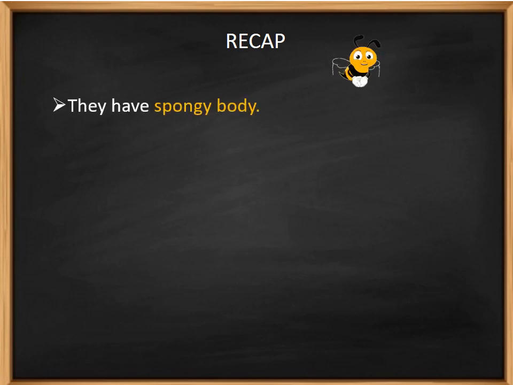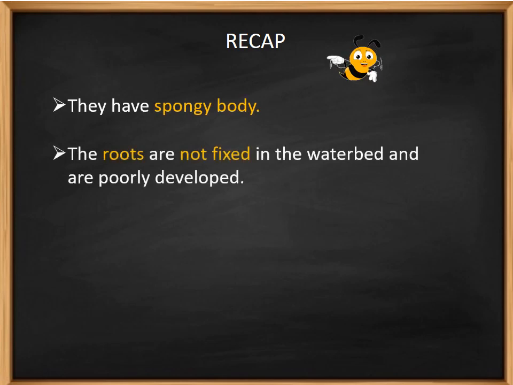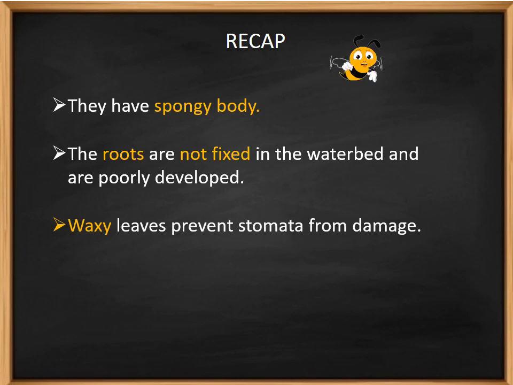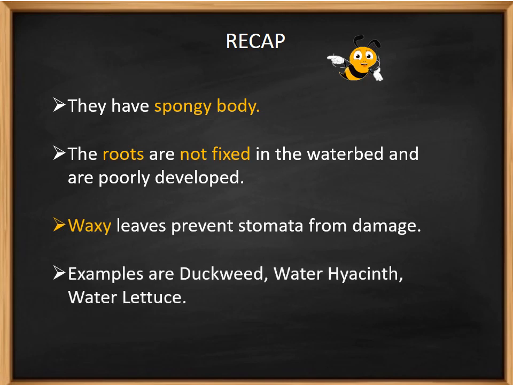So children, let us revise quickly what characters we have studied of floating plants. They have a spongy body. The roots of these plants are not fixed in the waterbed and are very poorly developed. Waxy leaves of these plants prevent stomata from damage. And the examples of floating plants are duckweed, water hyacinth and water lettuce.